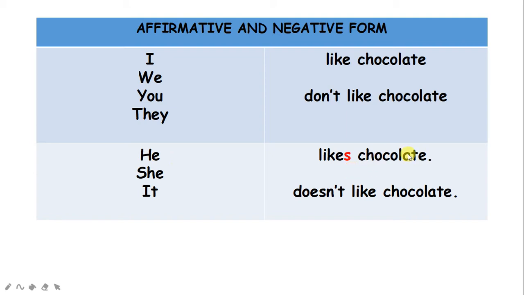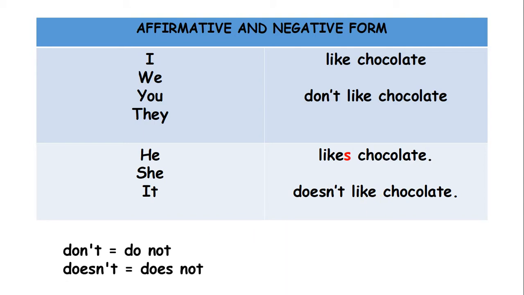he likes chocolate. If you pay attention, then there is an added s after like. And for the negative form, the example is he doesn't like chocolate. We add doesn't before like. Okay, for you to remember, don't stands for do not and doesn't means does not.